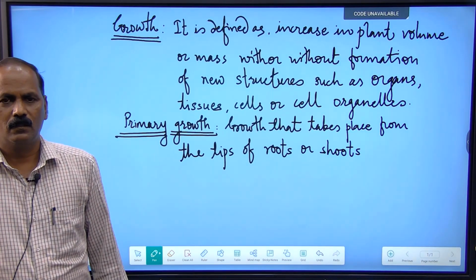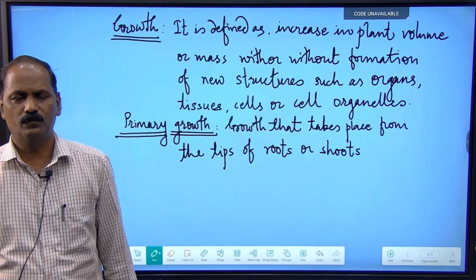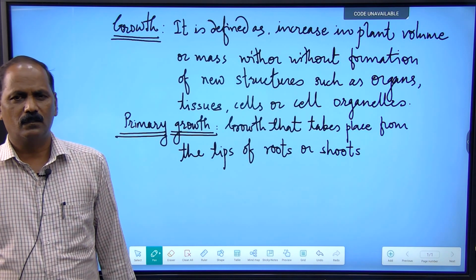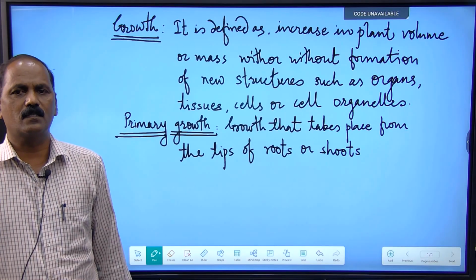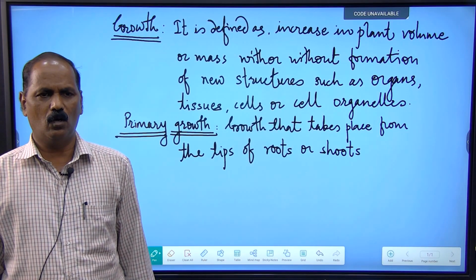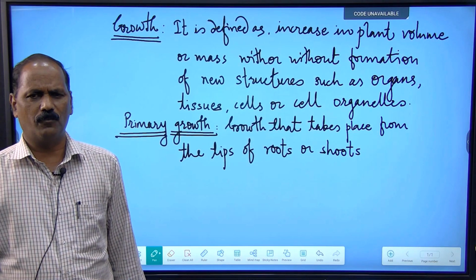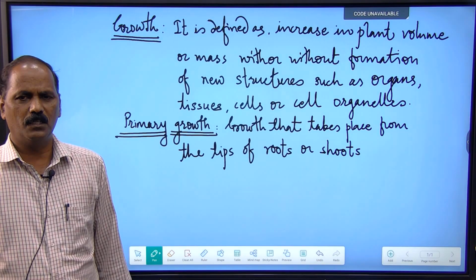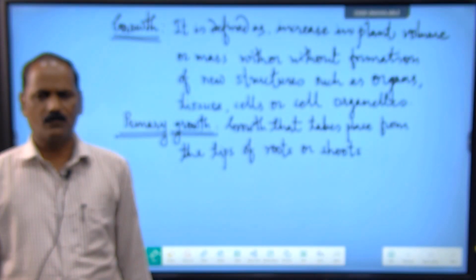Friends, today I am here to discuss an article, growth. First I will discuss the definition. Growth is defined as an increase in plant volume or mass, with or without formation of new structures such as organs, tissues, cells or cell organelles.